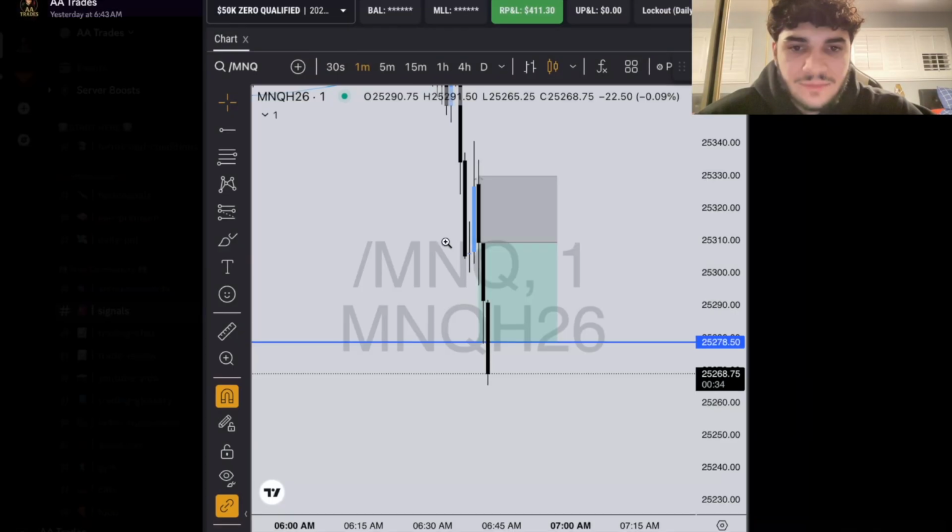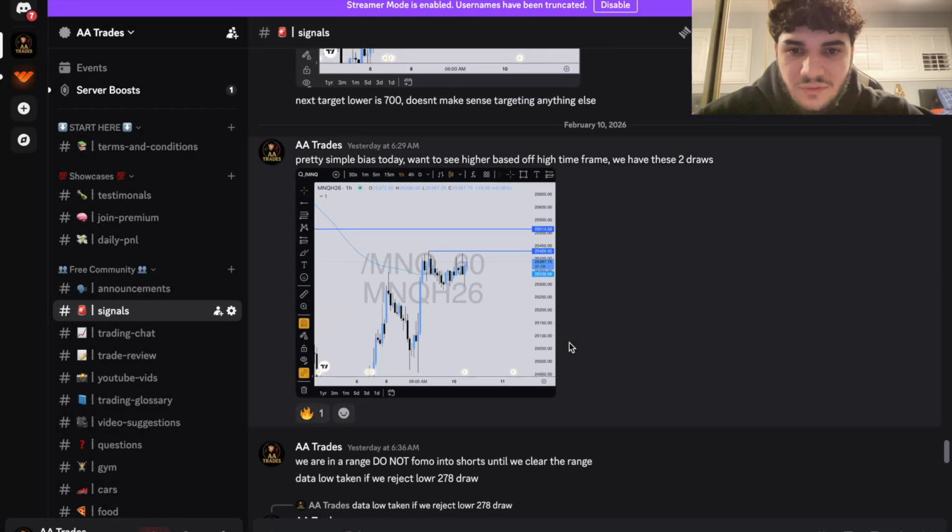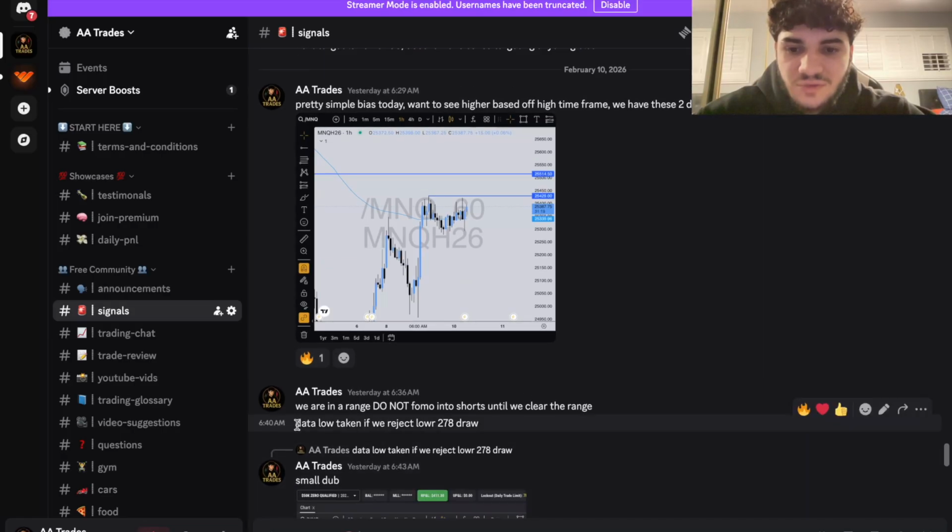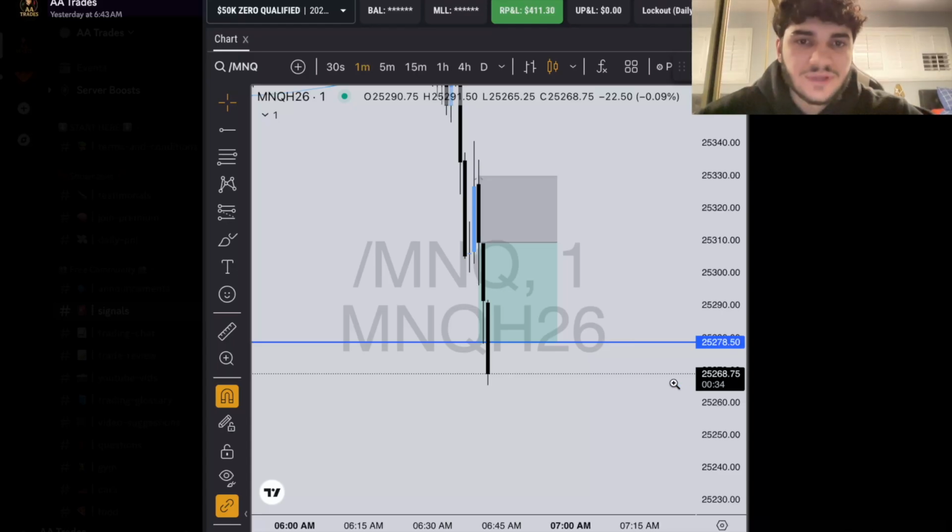This is an okay example. So for example, we have the strong draw on liquidity over here. Obviously I don't remember what the exact draw was. Let's see, did I write it out? Oh yeah, so it was a data low. Oh no, sorry, it wasn't. Data low was taken. If we reject lower, we have another draw. So I didn't really say what draw it was, but I'm assuming it was some type of 1 hour low.